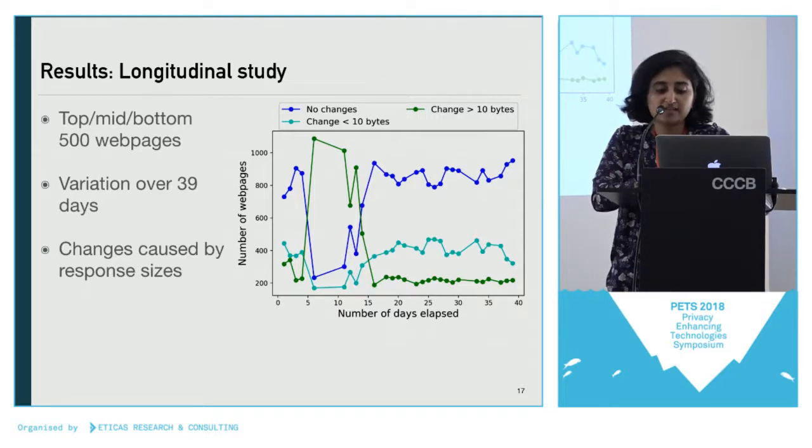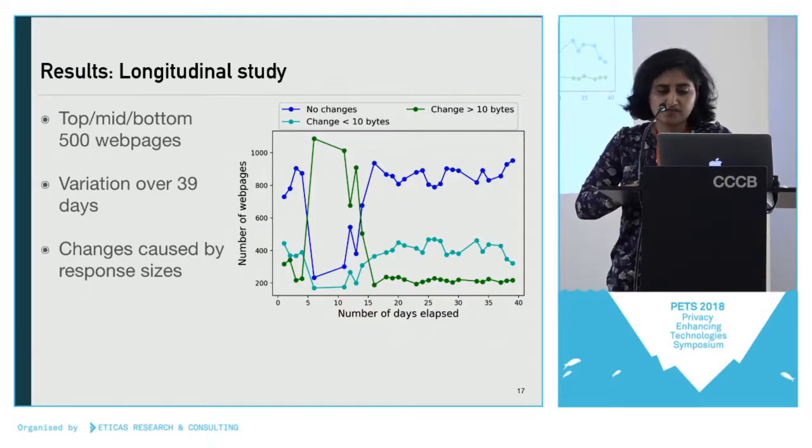And we found out that, so we categorized the changes into small changes, which could be changes in an IP address, for example, and large changes which could have been caused by the presence or the absence of the comments field. And we found out, as expected, that there were web pages that show the variance over several days.